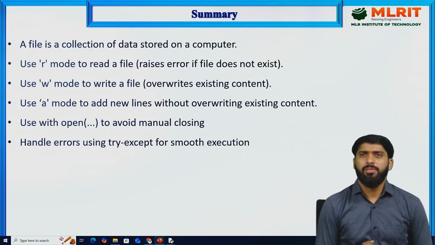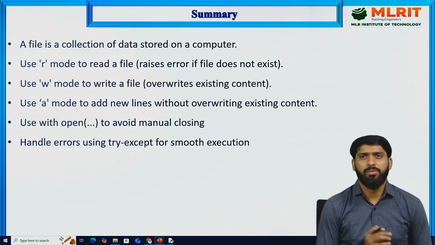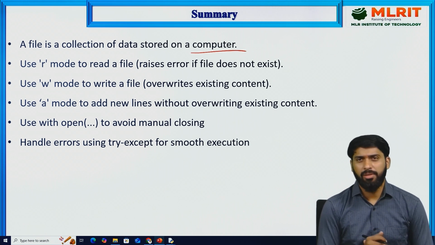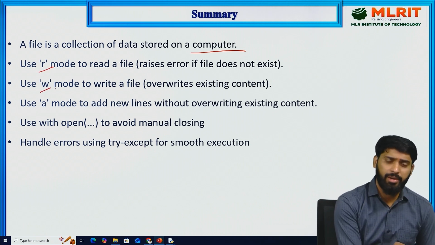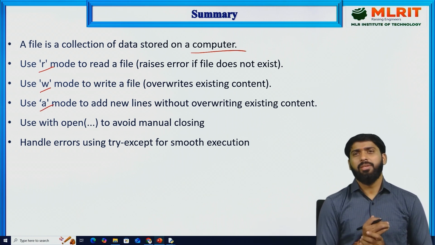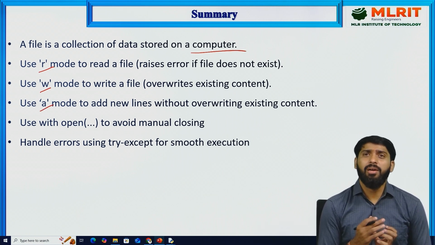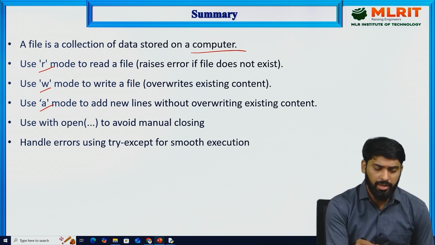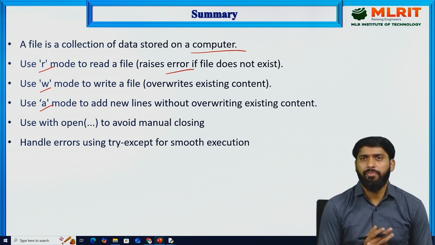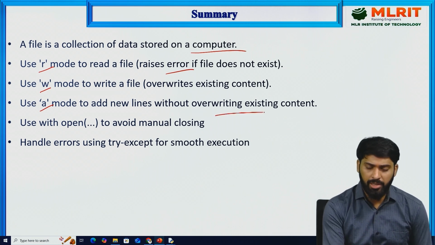So this is about file concepts in Python. So what is a file? A file is a collection of data stored permanently on a computer. We have three types of modes: one is read, second is write, third is append. Read means it will read the data, and while reading, if the file does not exist, it raises an error. If you open a file in W mode, writing mode, then it overwrites existing content or creates a new file. If you open in append mode, then it adds new lines without overwriting existing content.